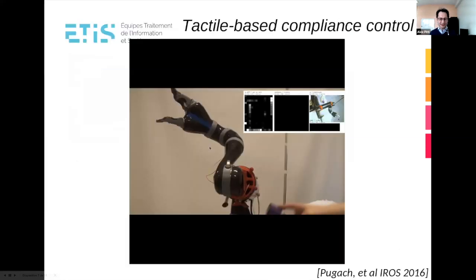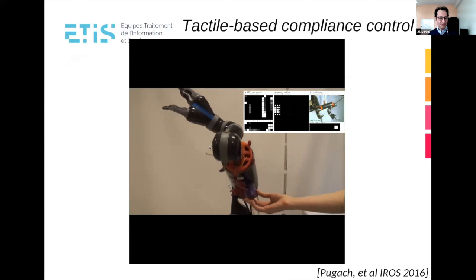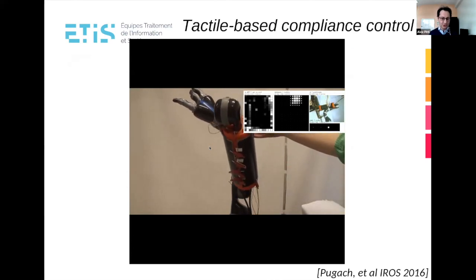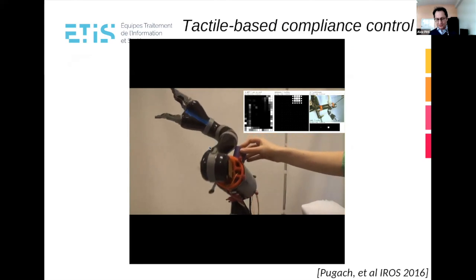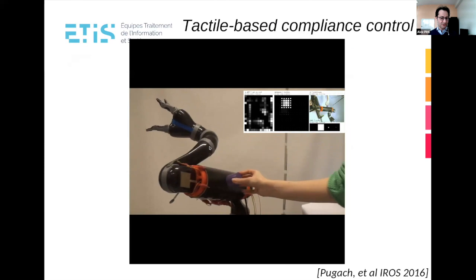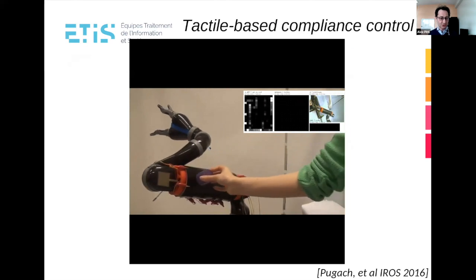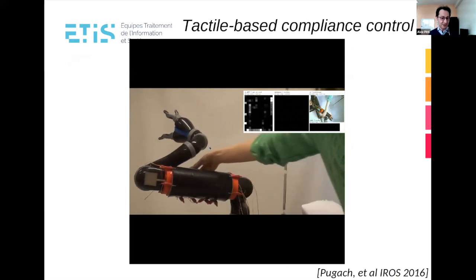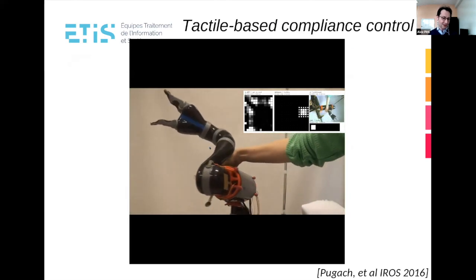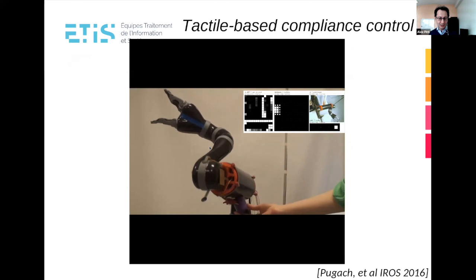If you add the motor information plus tactile information, then you can control a robot quite easily. If you don't know what is left, right, up, down, well, combining the two kinds of information, you can do compliance control, which is really difficult to do with a mathematical model. So using the skin, you can go in that direction.